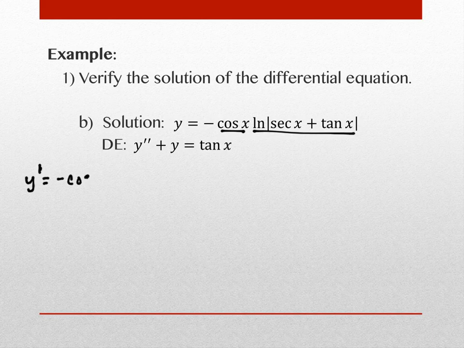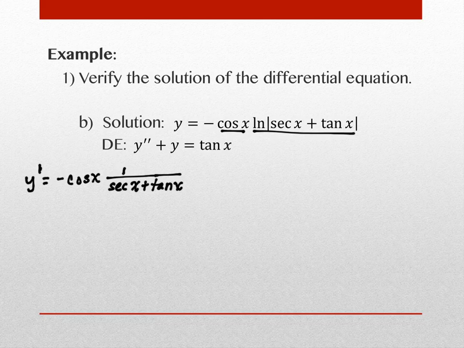I'm going to choose the first one, negative cosine of x. And then I need the derivative of the natural log of secant plus tangent. So what happens when I do natural log? It's 1 over. So this will be 1 over. And I only needed the absolute values because I was working with logs. So if you want to remove them at this point, it would be okay. So this is secant x plus tangent x. That's the derivative of the natural log part.